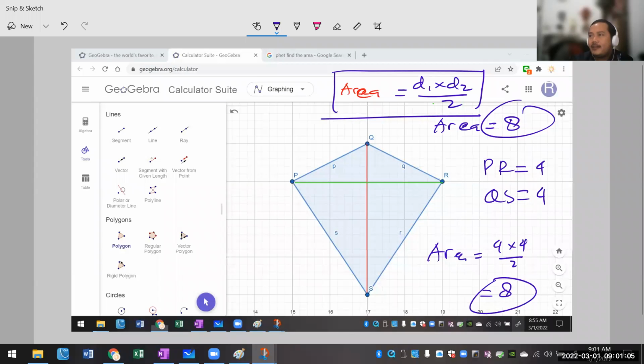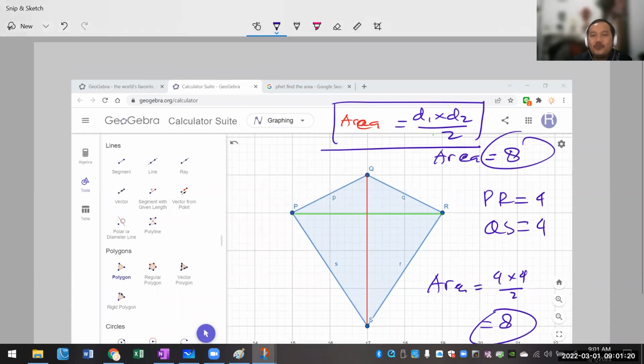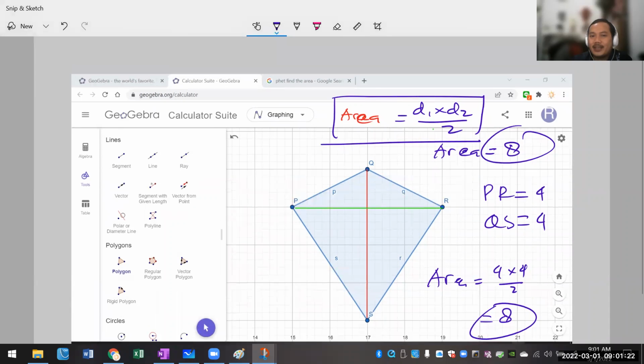Actually, you're asking about the method, right? Yeah, the method, you can use any method you want. It doesn't really matter for me. But to make it easier for us to calculate, we use a formula, right? The formula that you have already learned in elementary school.